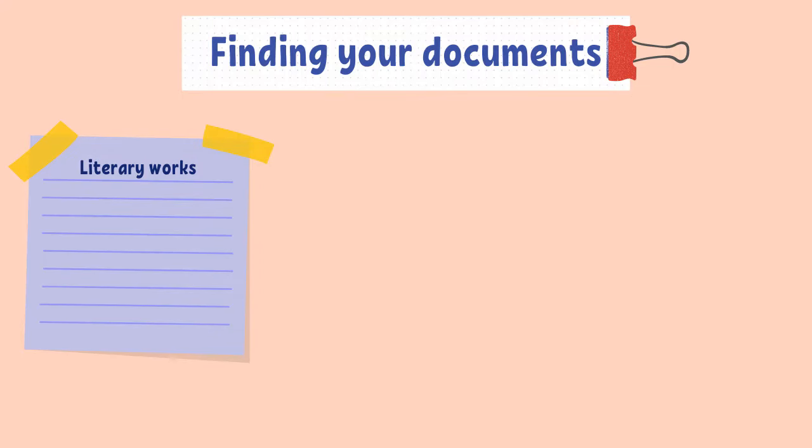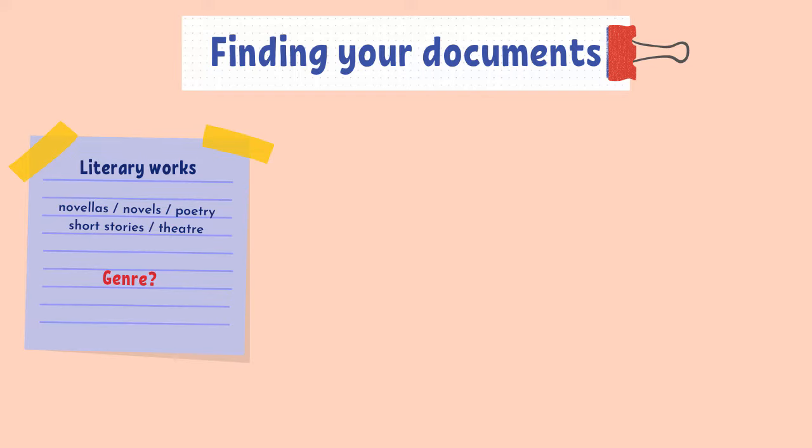Okay, so the first type of document you will have to find is literary works. So anything: novellas, novels, short stories, poetry, etc. When you're looking for those documents, pay attention to the main work you have chosen for your presentation. Which genre is it? Which literary movement does the author or the creator belong to? Either you can start with genre, am I looking for something in the same genre, or literary movement, am I looking for an author in the same literary movement?